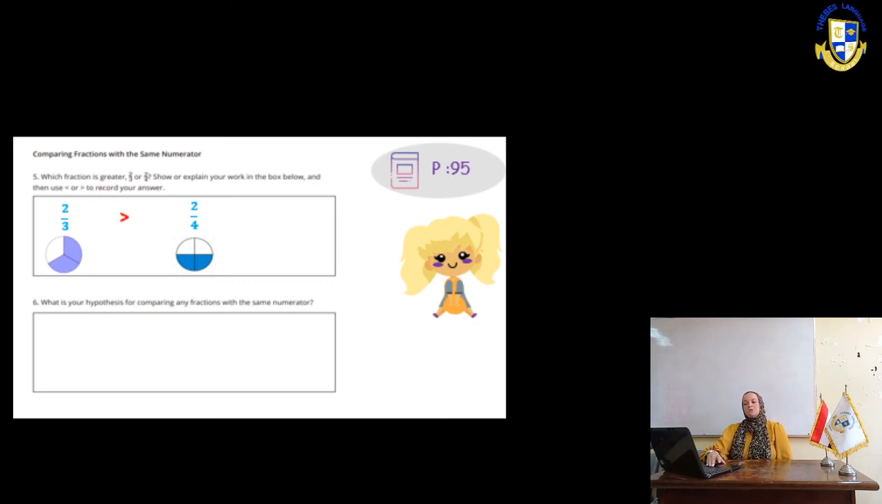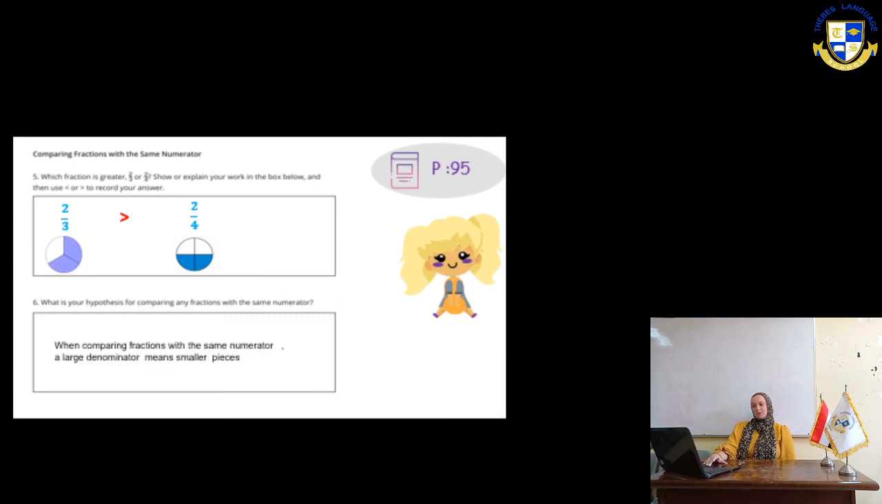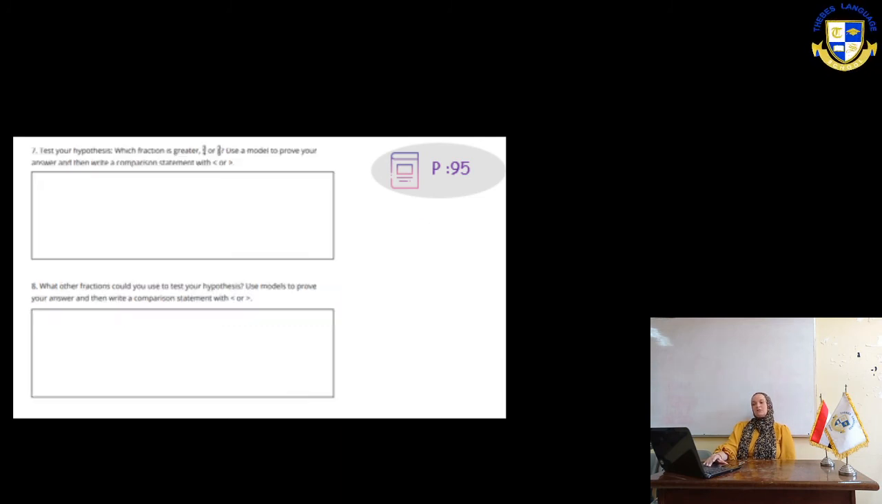What is your hypothesis for comparing any fractions with the same numerator? When comparing fractions with the same numerator, a larger denominator means smaller pieces. In the next page, test your hypothesis. Which fraction is greater, 3/4 or 3/8? Use the model to prove your answer and then write a comparison statement with smaller or bigger than. This is a picture of 3/4 and 3/8. As you can see, we have the same numerator, so 3/4 is bigger than 3/8.